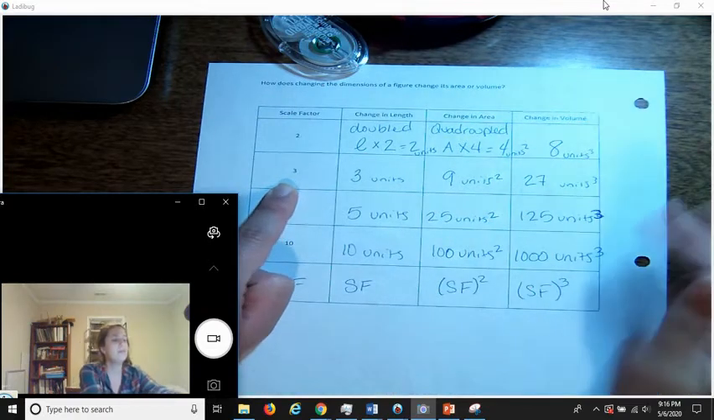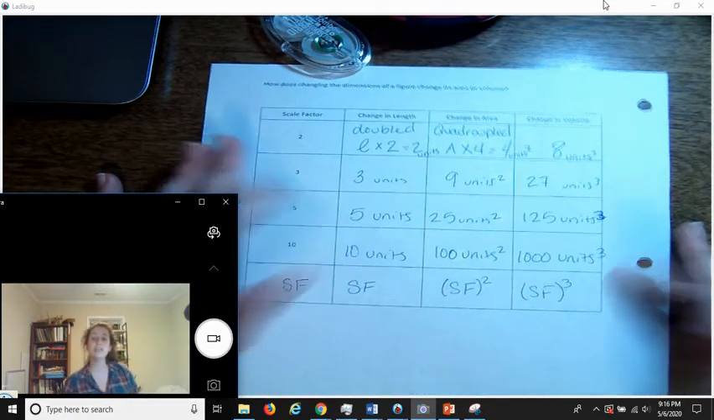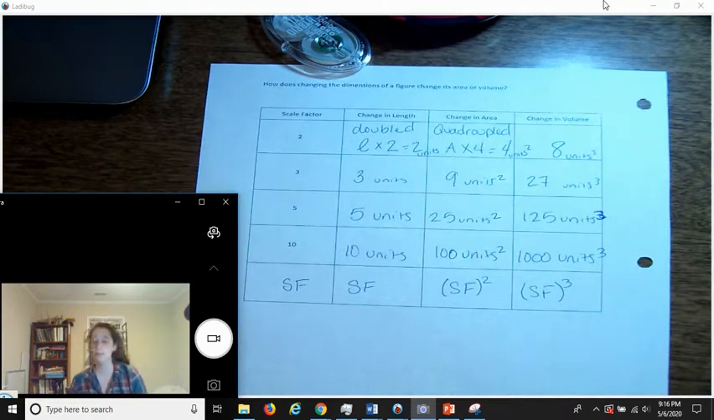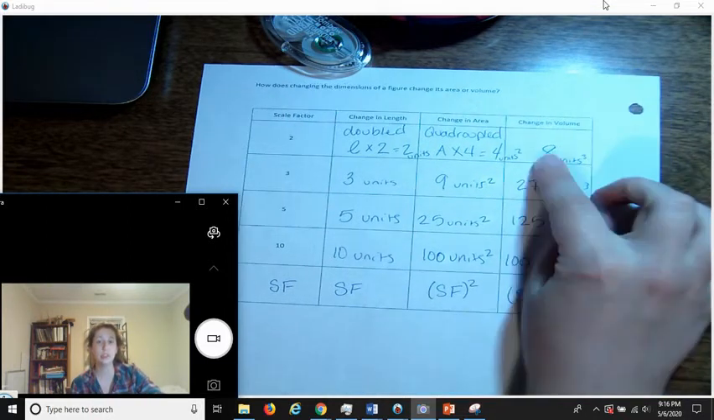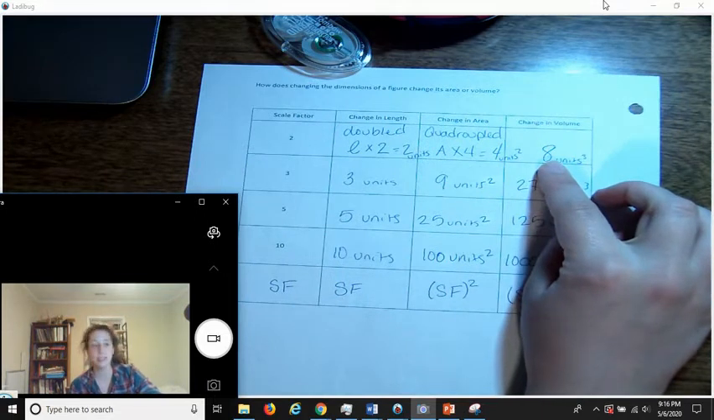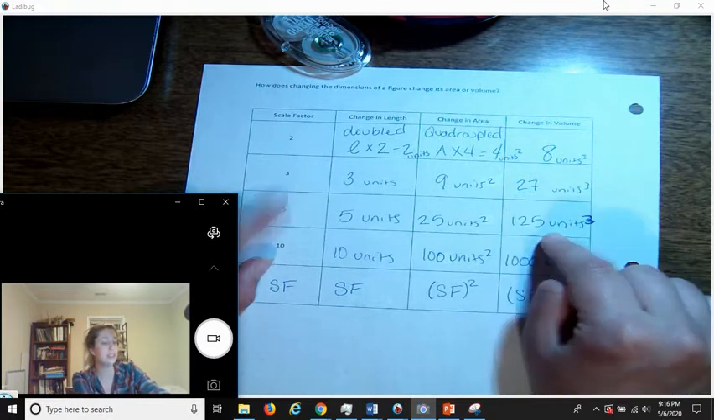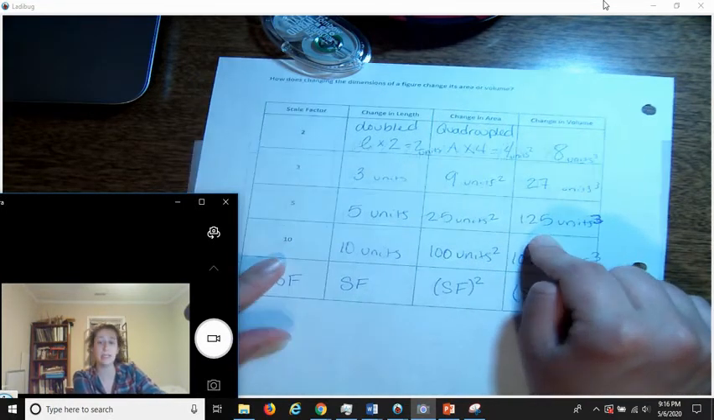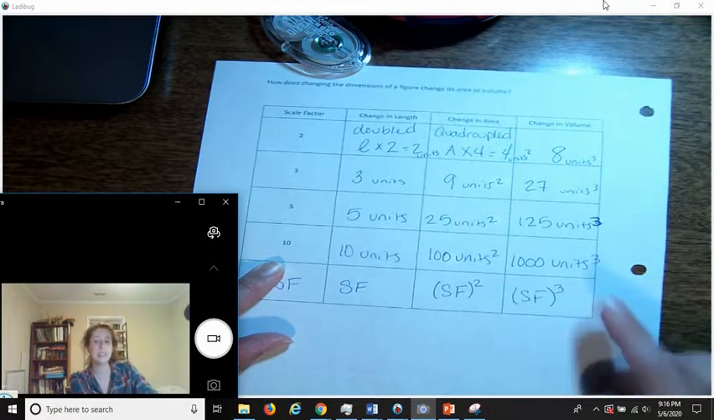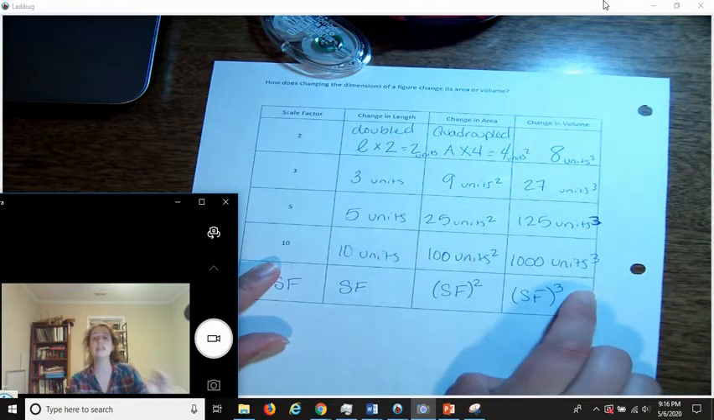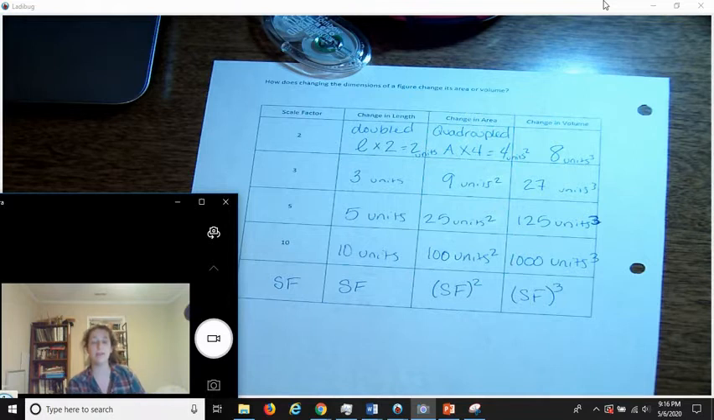Okay, then my volume is a 3-dimensional property, and so I am multiplying my scale factor 3 times in a row. So 2 times 2 times 2 was my scale factor here. So I got 8. 3 times 3 times 3 ended up giving me my scale factor 27. 5 times 5 times 5, 10 times 10 times 10. Okay, so I'm taking my scale factor and I'm cubing it to get the factor that I have to use to find my volume.